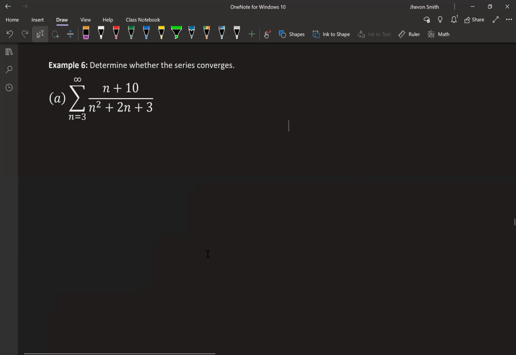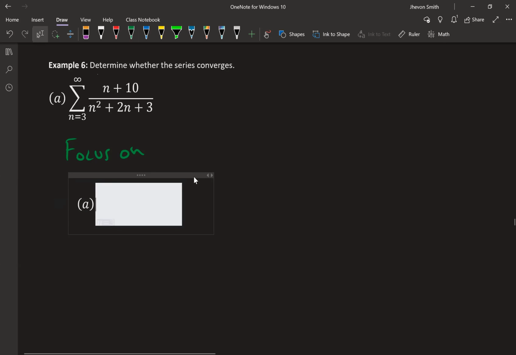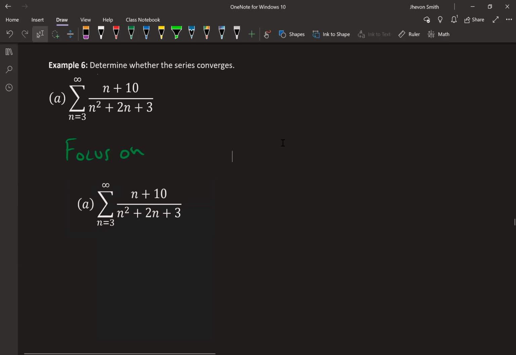Right? So I have this guy. Now, of course, going by the same intuition that we had before, I can just realize that, hey, I only want to focus on the larger powers. So I'm going to focus on these guys right here. So ultimately, I want to compare to a series that looks like 1 over n.